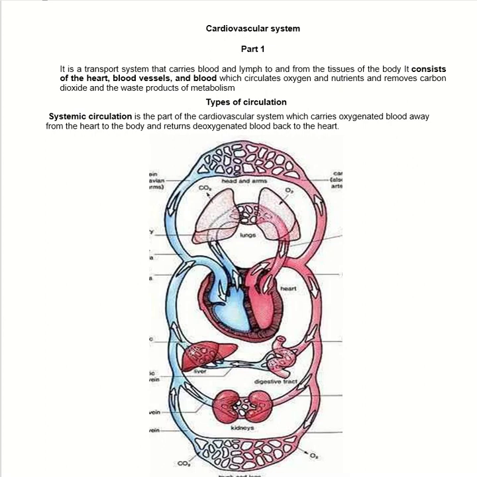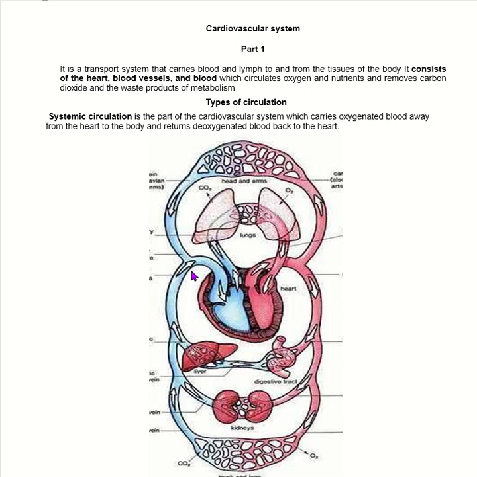In this video, I discuss the general anatomy of the cardiovascular system, part 1. What is the cardiovascular system? It is actually a closed transport system where blood is circulated by the pumping action of the heart. There are three types of circulation present in our body: systemic circulation, pulmonary circulation, and portal circulation.